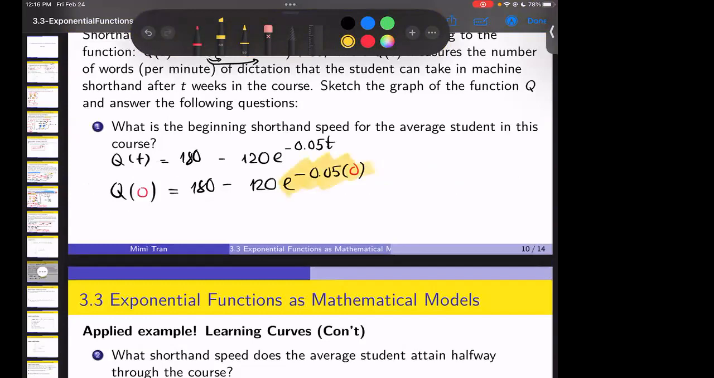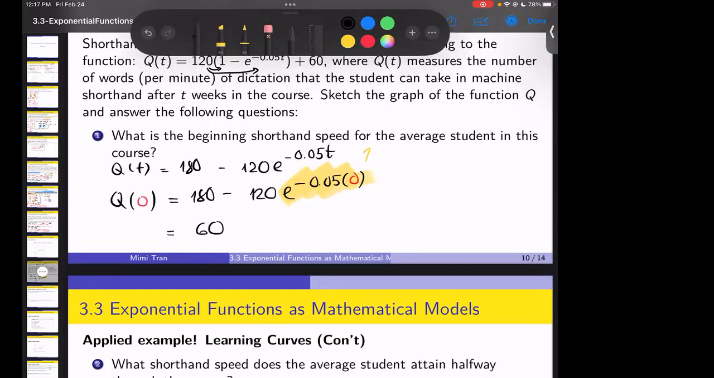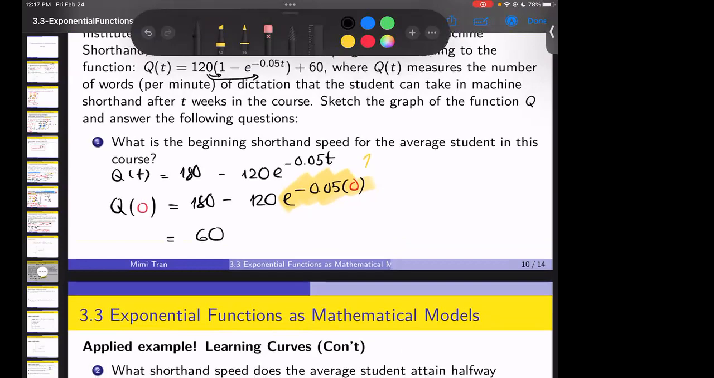So that is 1. That's e to whatever that power is, but because it's multiplied by 0, e to the 0 is 1. 120 times 1 is still 120. 180 minus 120 is 60. Don't forget your units. That's 1 point. The unit will be what? Words per minute, right? WPM, words per minute.